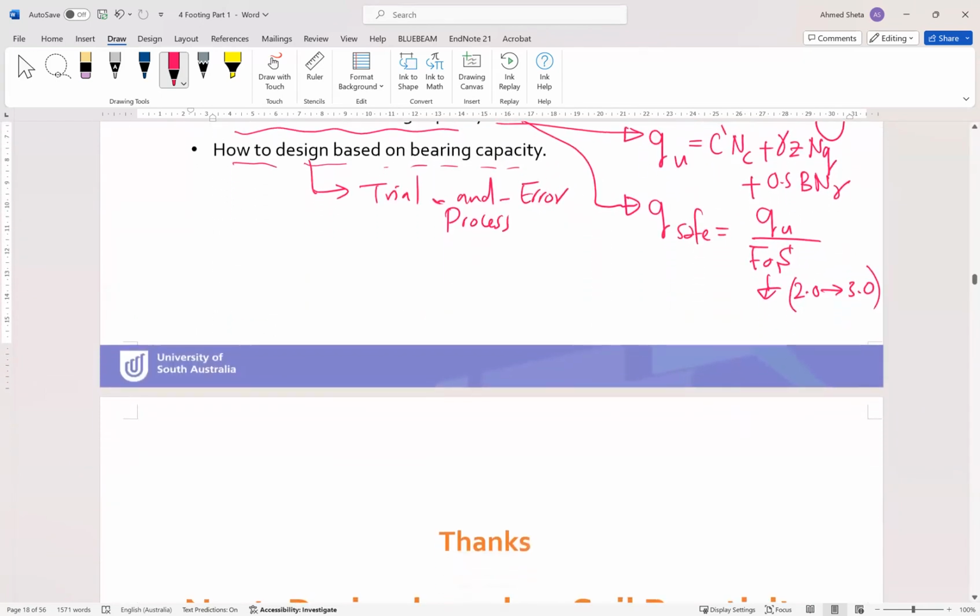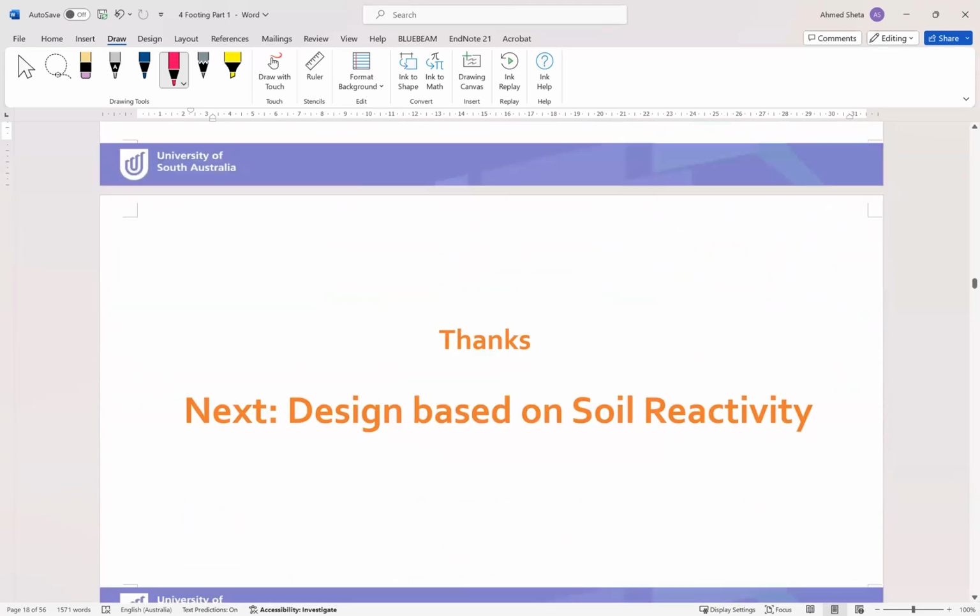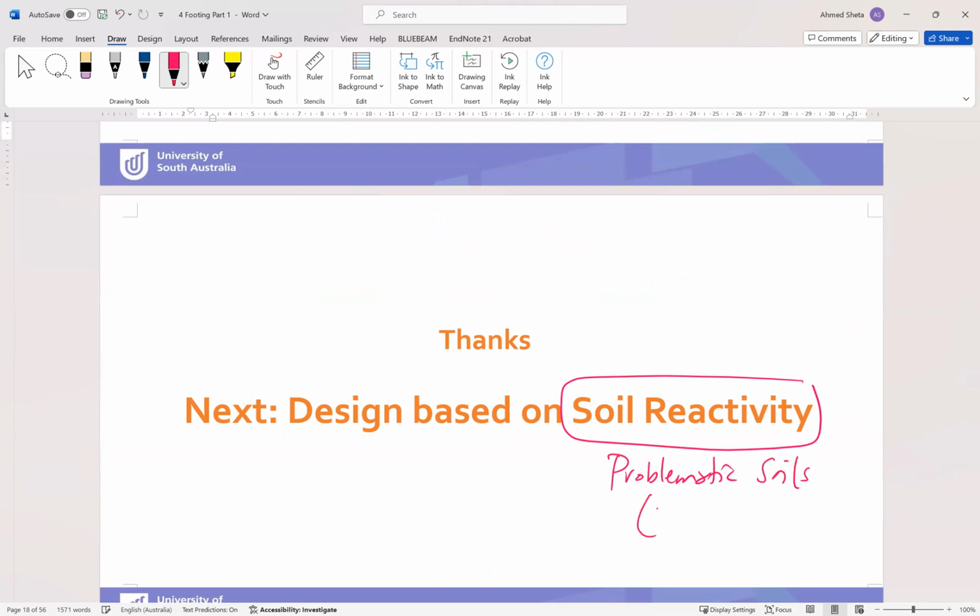Okay, I think that's it for the first topic. Thank you, and the next topic will be design based on soil reactivity for problematic soil, such as expansive or swelling soil.